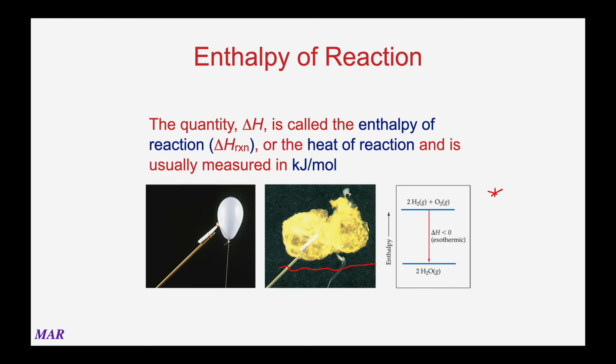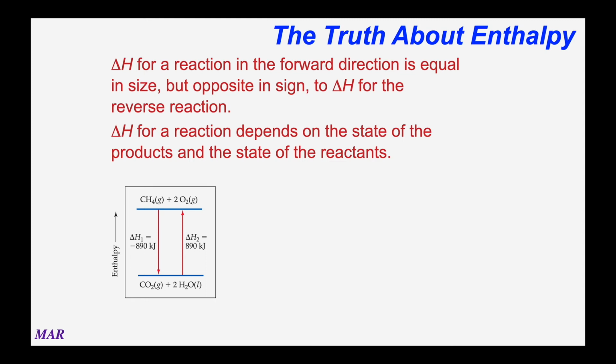If your products are at a lower energy than the reactants, that's going to be exothermic. If this was an endothermic reaction, then your reactants would be at a lower energy than your products. I'll just put some arbitrary line right there. This is another way to think about what energy means. Delta H for a reaction in the forward direction is equal in size but opposite in sign to delta H in the reverse reaction. Let's talk about what that means.